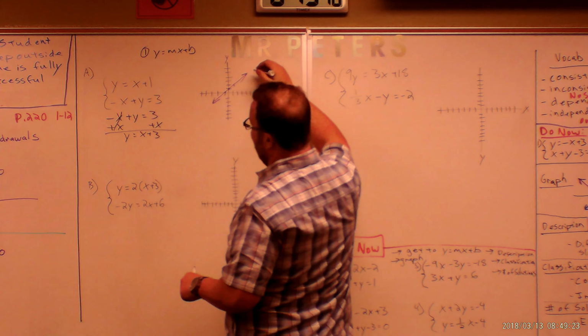Now we have three things that we're going to cover, okay? We're going to cover description, right? And in this case, our description is parallel and same slope, correct? Good job. Okay, now classification. What's my classification? Inconsistent. Very good. Solutions is next. So this is how you're going to do your do now too, and there's none.